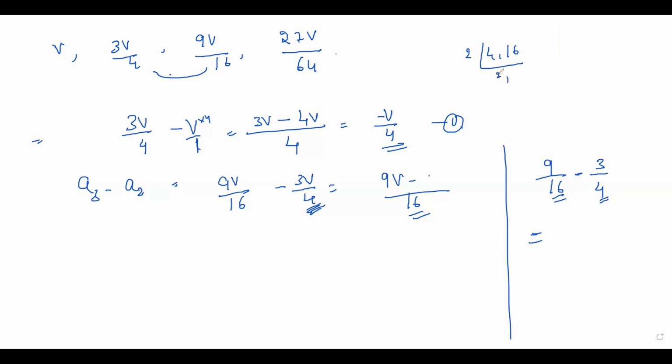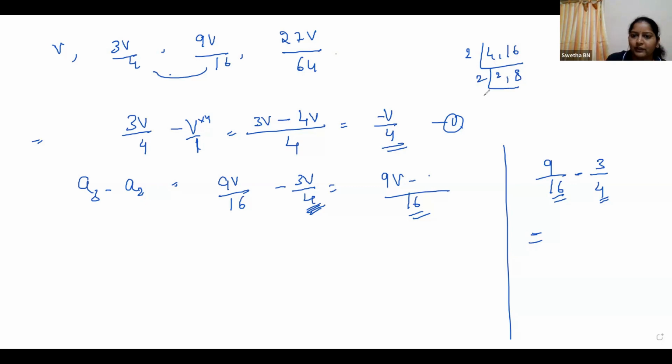LCM? Yes, ma'am. So 2 2s are 4, 2 8s are 16. So 2 and 8 both are divisible by 2, 2 1s, 2 4s. Here we are taking only prime numbers. So multiply all this. 2 into 2, 4, 4 2s are 8, 8 2s are 16. So I will write 16 here.